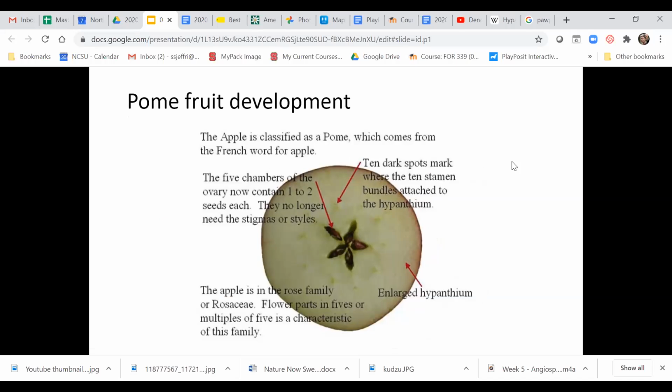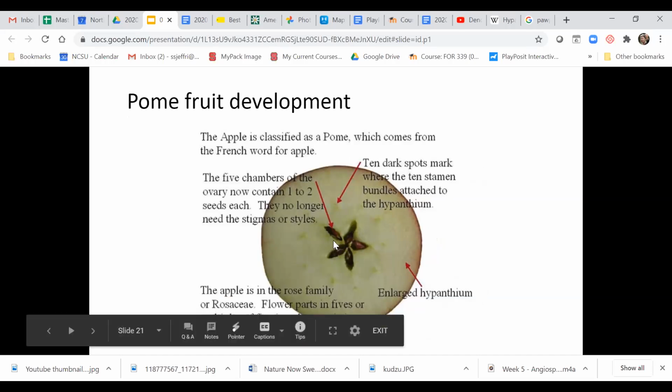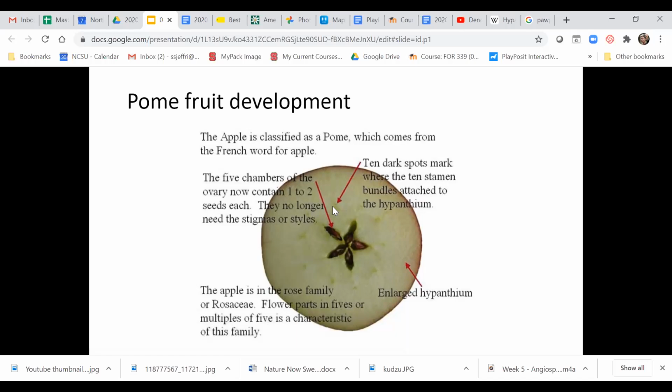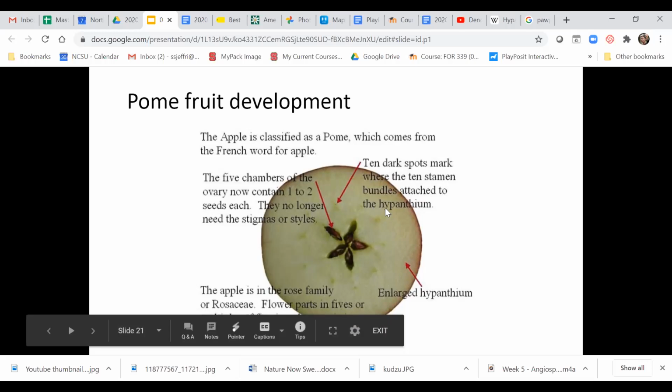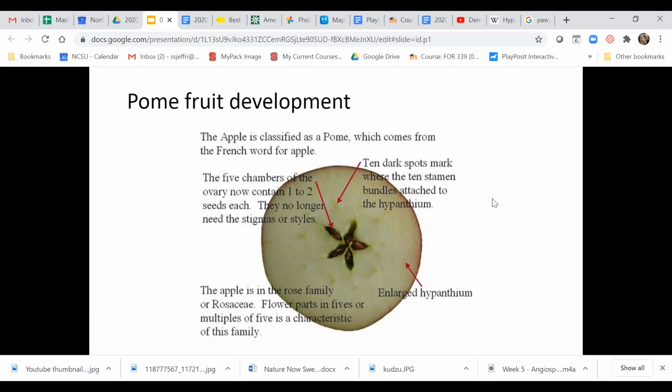And a couple other things. This is looking at the apple sliced horizontally, so you can see it in cross section. And this is a cool view because you can see these 5 chambers of the ovary, which contain a couple of seeds each. So those are still present. And then the other thing you can sometimes see, and I bet this is something you need to look for next time you eat an apple, is these little 10 dark spots. And that marks where the 10 stamen bundles attach to the hypanthium in the flowers. So again, Rosaceae typically has flower parts in 5s or multiples of 5s. And so all pomes are in Rosaceae, but not all Rosaceae fruits are pomes.